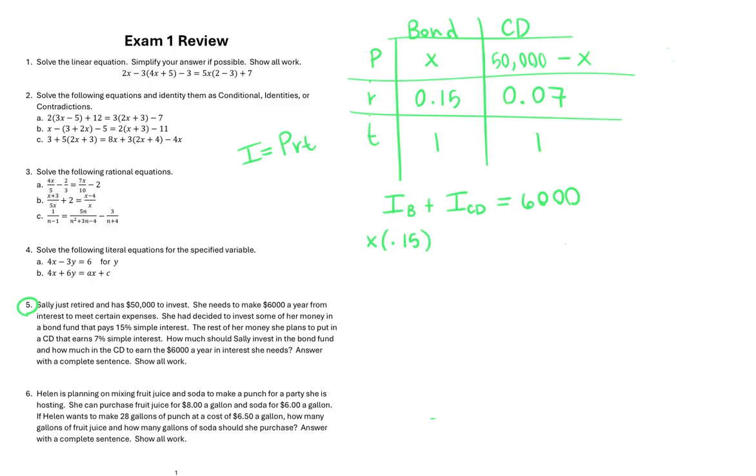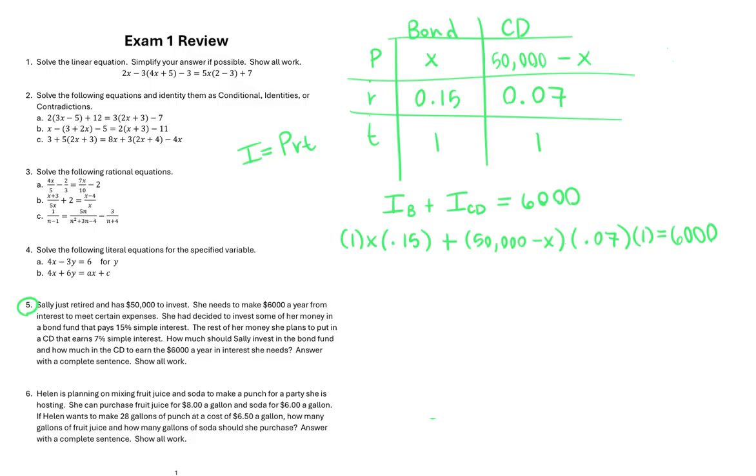Okay, and then I'm going to add the interest accrued in the CD. How would I compute that? Well, I'll do my principal, 50,000 minus X, times our rate, 0.07, and then times our time, but that's 1, so I'm not going to write it. Well, maybe I will. All right, and then all of that is going to equal 6,000, because that's the amount of interest that I need to make.